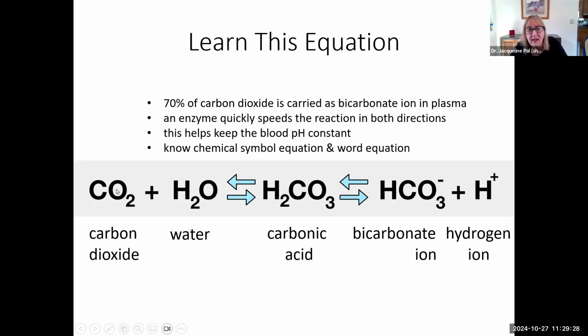So you need to know not only the chemical symbol equation, but you also need to know the word equation. So CO2 or carbon dioxide is going, because that's what we're throwing into the blood, is going to bind with water. Why? Because our blood plasma is 90% water. All right, so we got water. Okay, so now cover up the middle thing and just add up how many C's, how many O's, how many H's. It doesn't matter what order you put them in because this is not a chemistry class. If you were to put them in the correct order, it would be H2CO3.